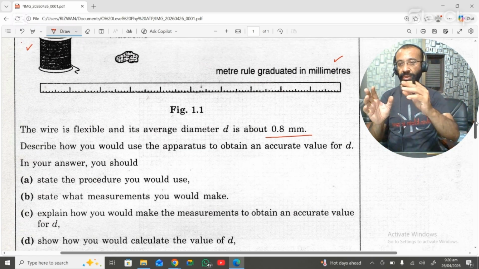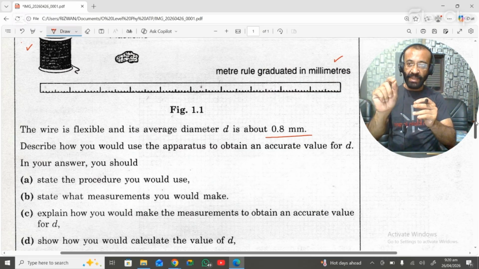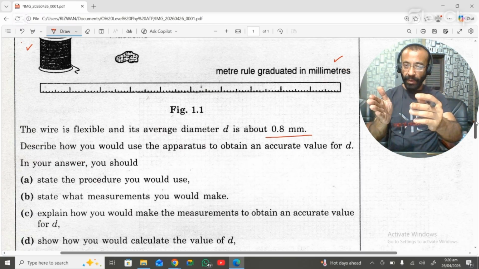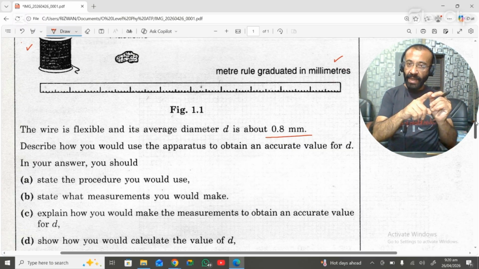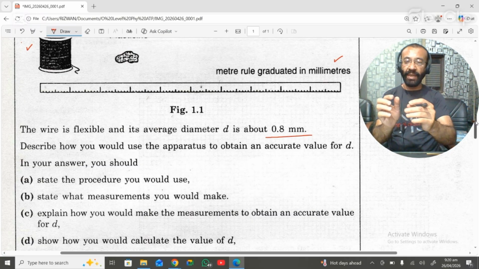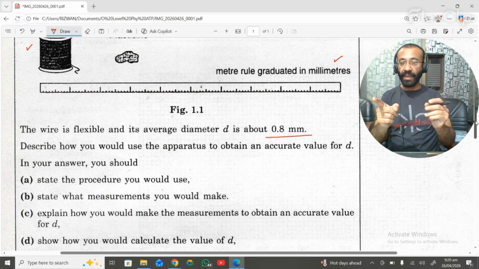Okay, the method to measure the diameter of the wire will be: we will start one end of the wire with the help of the plus sign on the meter rule, and we will make a number of turns wound around the scale in such a way that every next turn will touch the previous one. This is very important, so the winding should be made very accurately in such a way that every next turn touches the previous one.